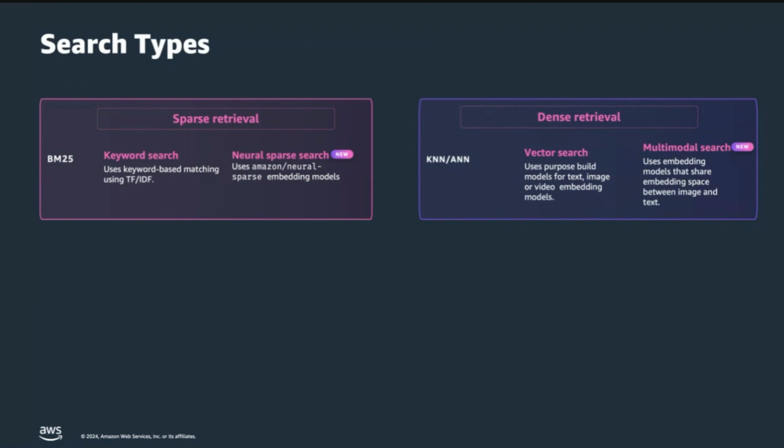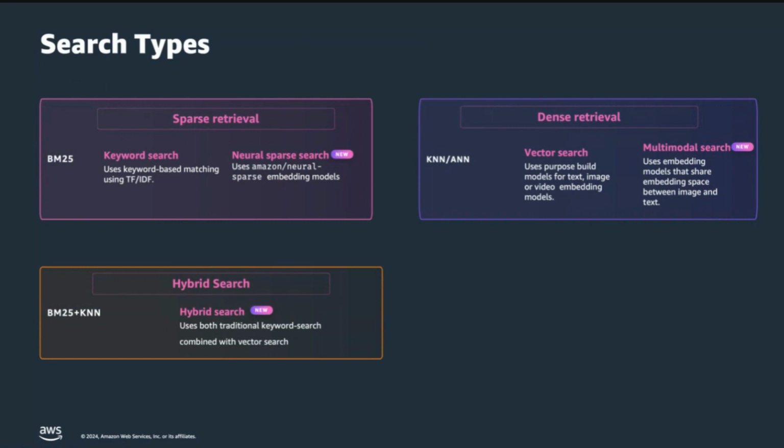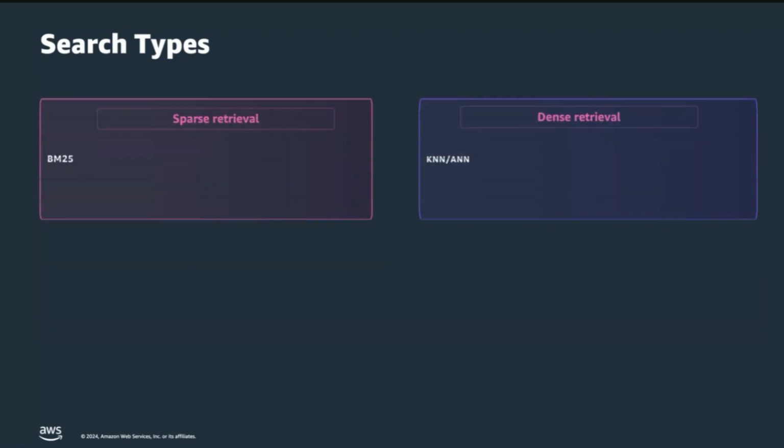And the second space is dense retrieval. Dense retrieval is powered by KNN, K-Nearest Neighbors, or ANN, which is approximate search. To give you a quick idea about what's the difference.